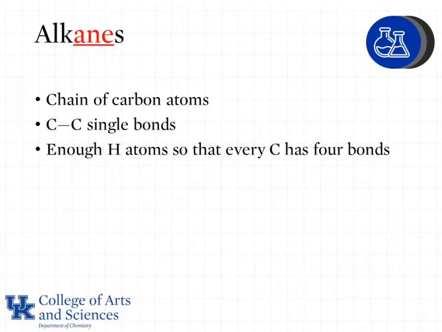When we have this basic structure, these are known as alkanes. So anytime we see the suffix -ane, what it's telling us is that we have carbon-carbon single bonds throughout the molecule.